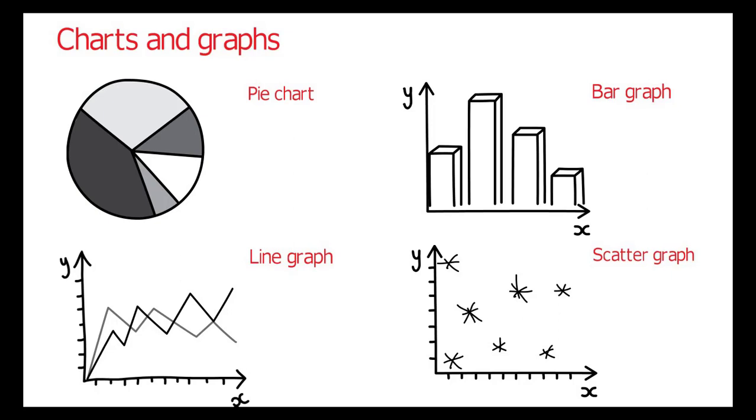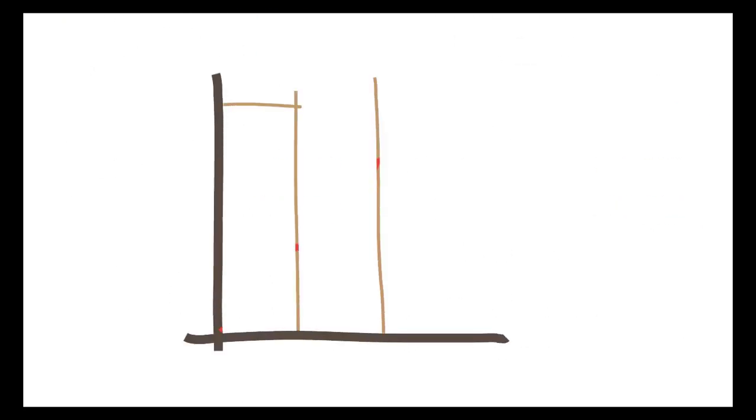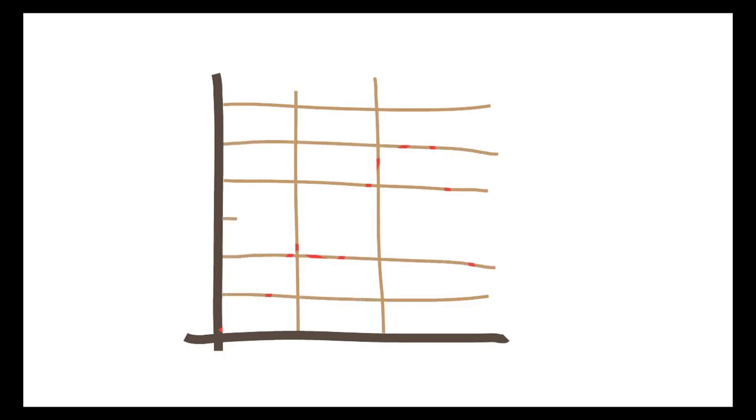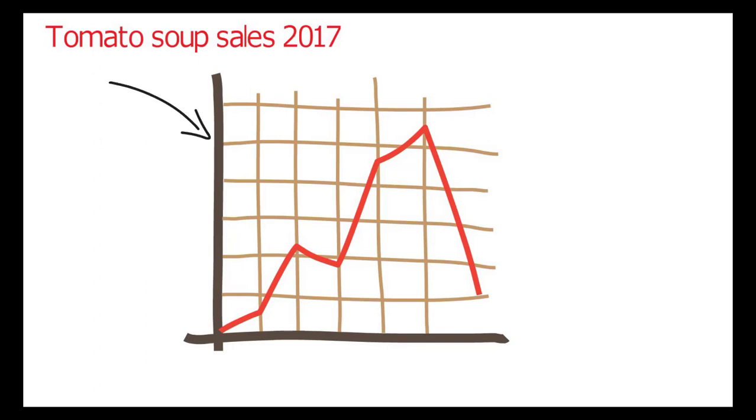But how do we speak about the data? Let's talk about this chart about sales of tomato soup in 2017. Well, first of all, your chart or graph uses 2 lines called axes. There is an x-axis and a y-axis. If the line or bar is going up, then you can say that tomato soup sales are increasing or growing. If it's going down, then it is decreasing or falling.